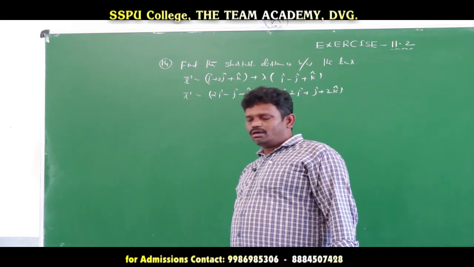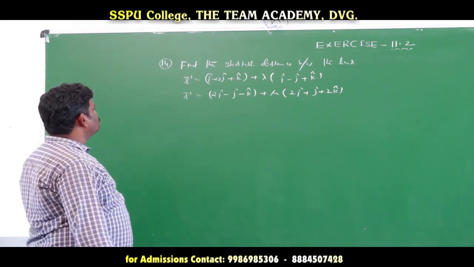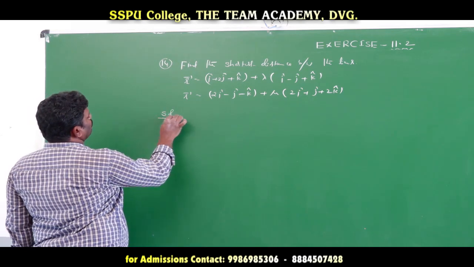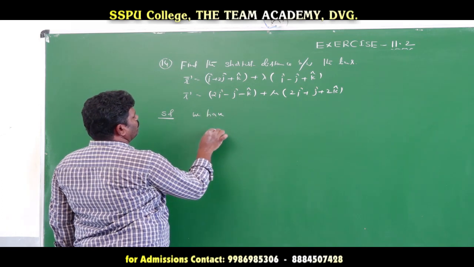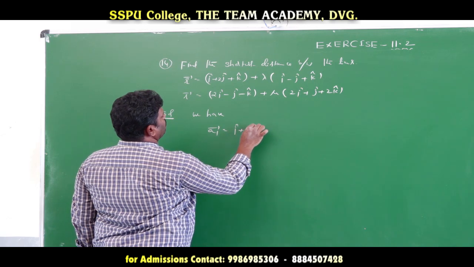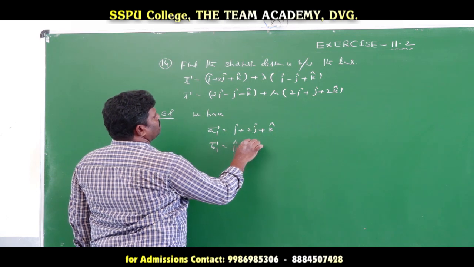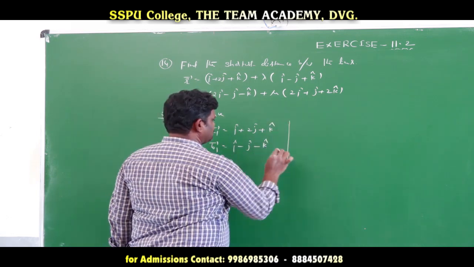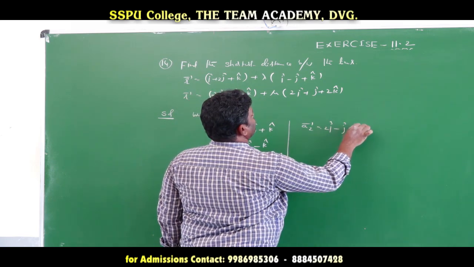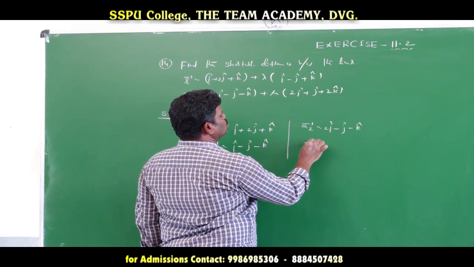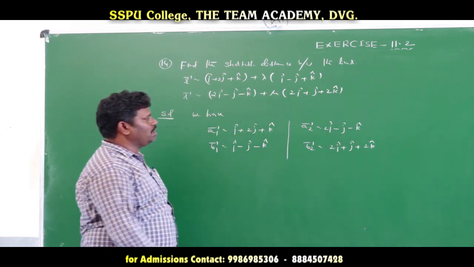So from the given equations, first we find b1 bar, b2 bar, a1 bar, a2 bar. From the given lines we write these values. a1 bar is equal to i cap plus 2j cap plus k cap. b1 bar is equal to i cap minus j cap plus k cap. Similarly a2 bar is equal to 2i cap minus j cap minus k cap. b2 bar is equal to 2i cap plus j cap plus 2k cap. Now these are the values.